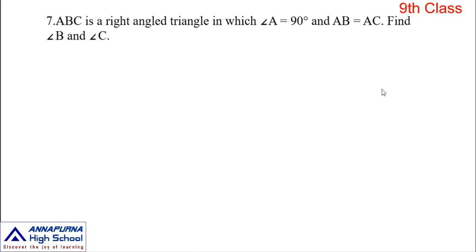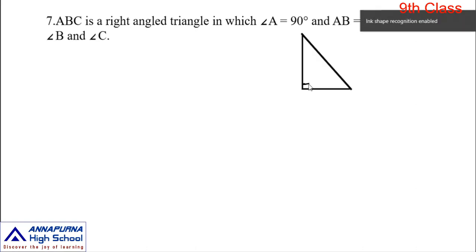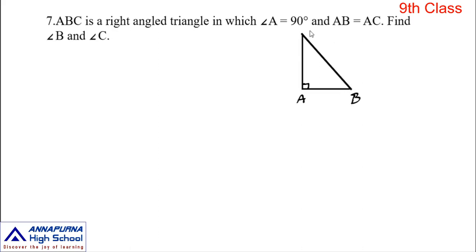First, draw a right angle triangle ABC. This is angle A, equal to 90 degrees. This is the given condition. This is angle B. This is angle C. One angle is 90 degrees and the remaining two angles are complementary angles whose sum is 90 degrees.